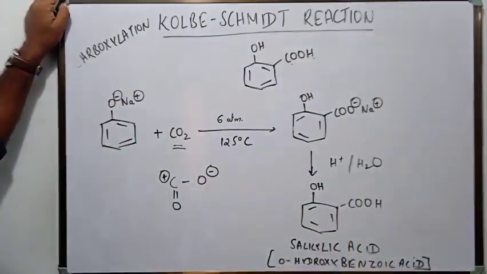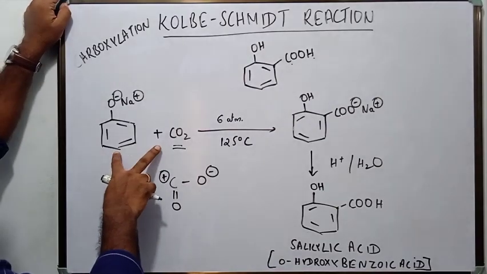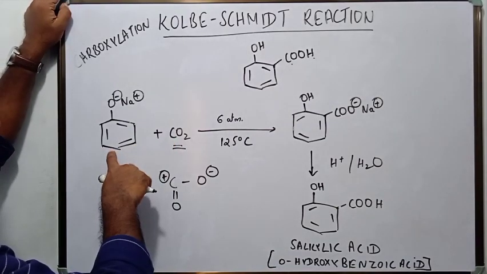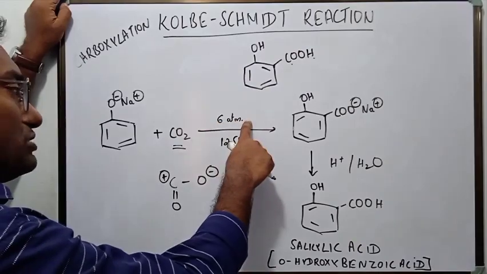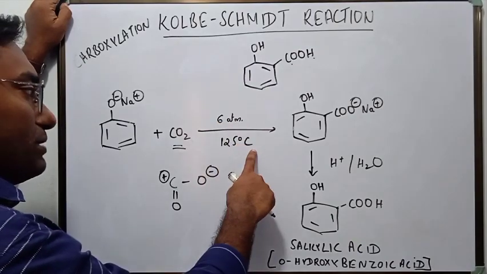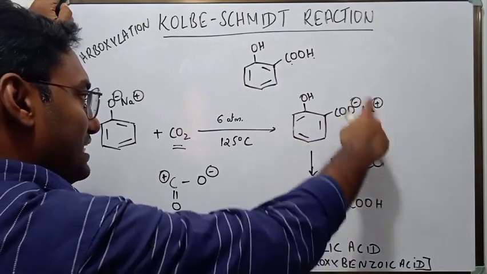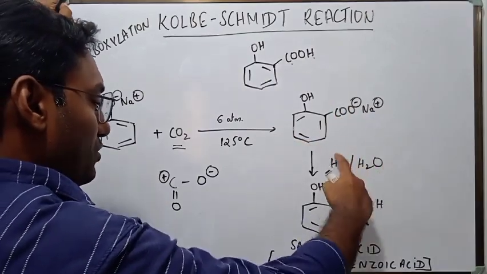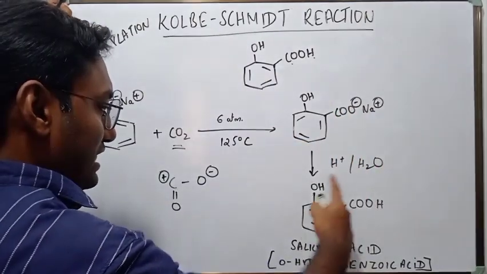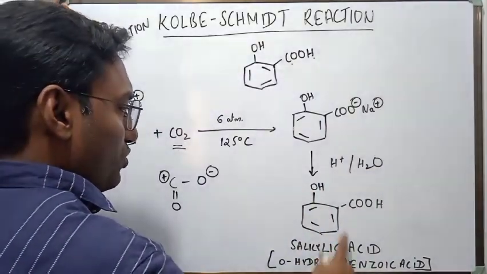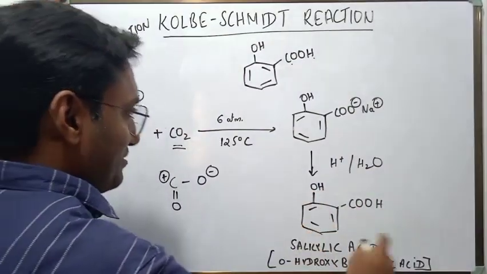Let us repeat. Passing carbon dioxide through sodium phenoxide at a pressure of 6 atmosphere and a temperature of 125 degrees Celsius yields the sodium salt of salicylic acid, which on acid hydrolysis yields salicylic acid or orthohydroxy benzoic acid.